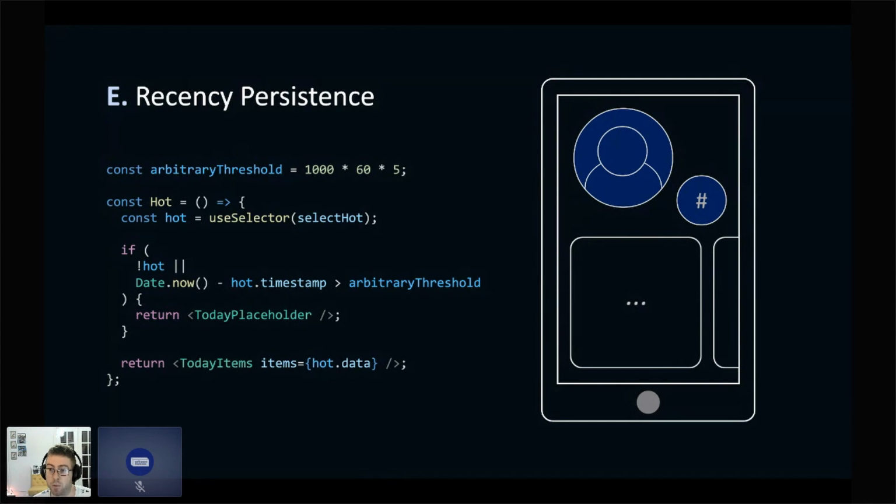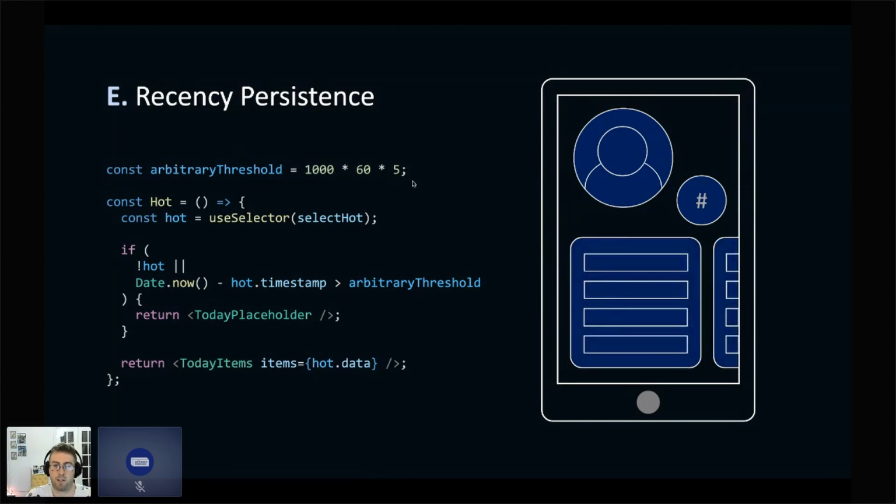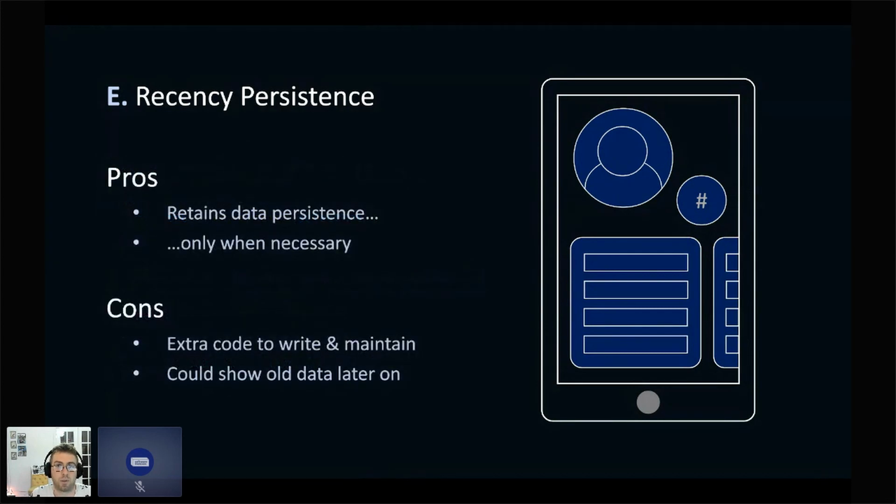Or maybe we'll re-render again because the root component changed. But that's okay, because these components, well, they're not going to suddenly start rendering data in a later render. It's only going to render today items if the hot timestamp has gone closer to the present. So it becomes a little convoluted, this logic that we're trying to figure out. But on the bright side, we no longer have to deal with the data persistence woes of the hot data. We only retain data persistence unless we don't want to.